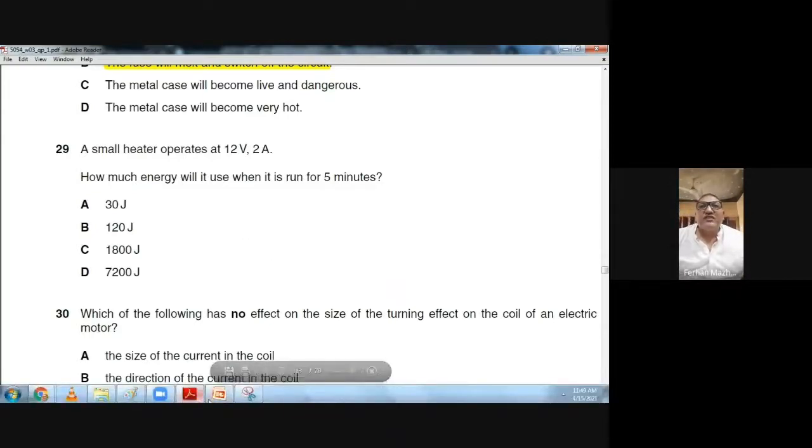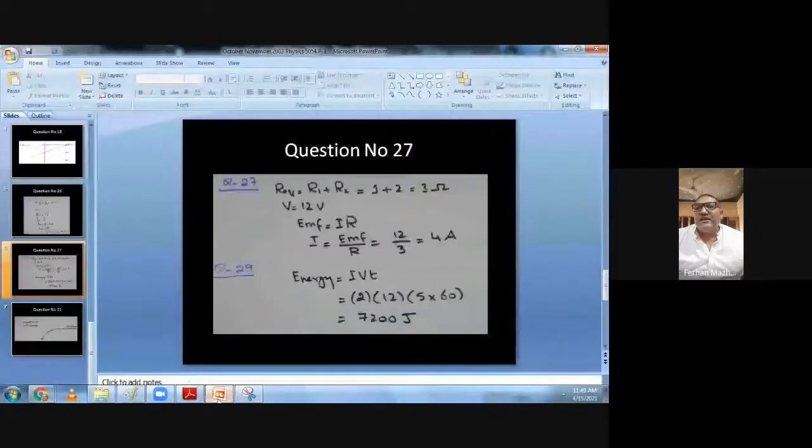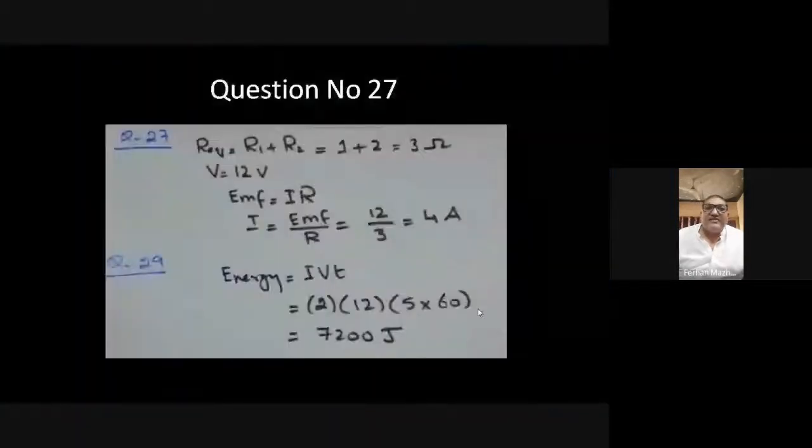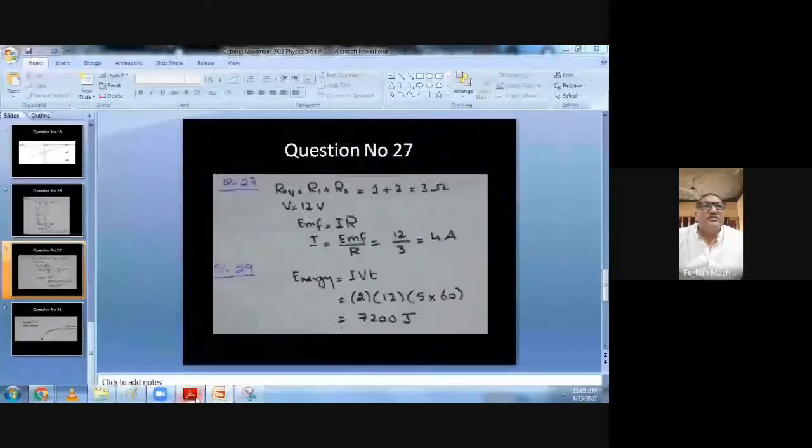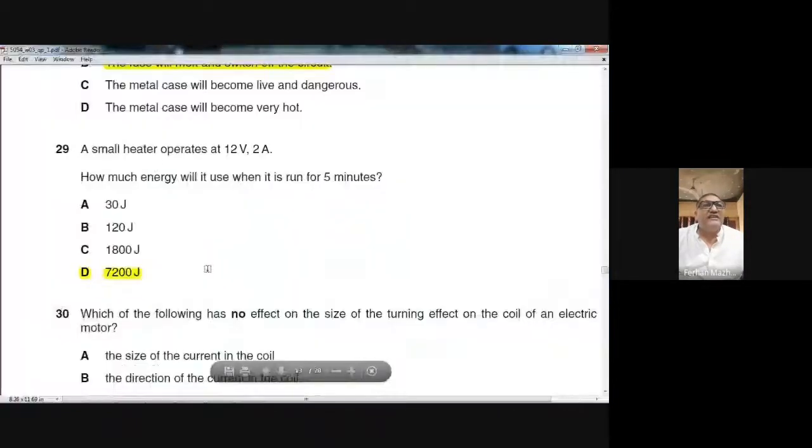Let me show you. Yeah, on your screen, it is showing energy is equal to IVT. I is 2 ampere, V is 12 volt, with time 5 minutes. So I will convert it into seconds. So it will be 5 multiplied by 60. So that will be 7200 joules. So D is the option. Question number 29, D is the right option.